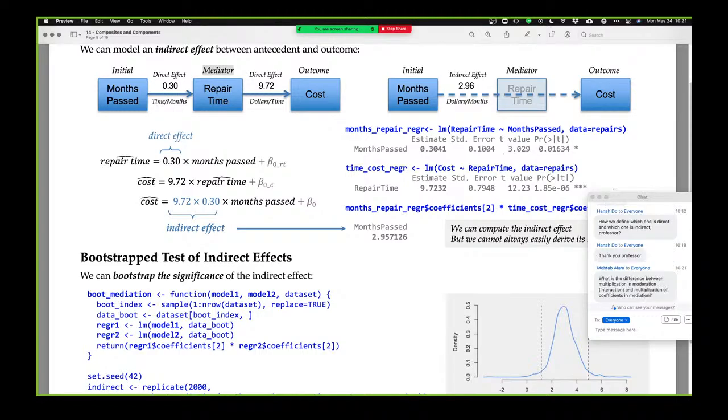Is there any questions? What is the difference between multiplication in moderation and multiplication of coefficients in mediation? Nice question. So in moderation, remember, we're not multiplying coefficients. In moderation, we're multiplying the raw data with the raw data of another variable. So that's the multiplication of moderation. We're multiplying data with data to create a new data term we call the interaction term.